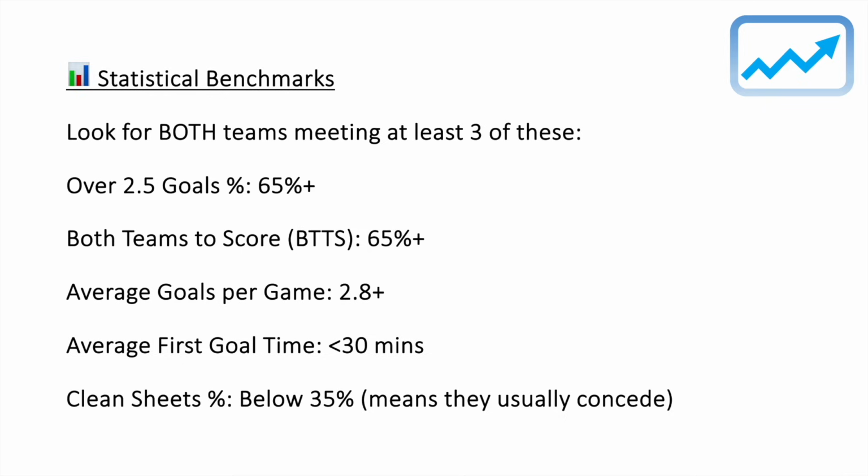So what are the statistical benchmarks that we're looking at? So you're looking at both of the teams, and you want to be finding at least 3 of these with both teams. The first one is over 2.5 goals percentage at 65% plus. Now, this is year to date, ideally. That's what I do. I look at the year to date. Both teams score 65% plus. Average goals per game, 2.8 plus. Average first goal time, which is less than 30 minutes.